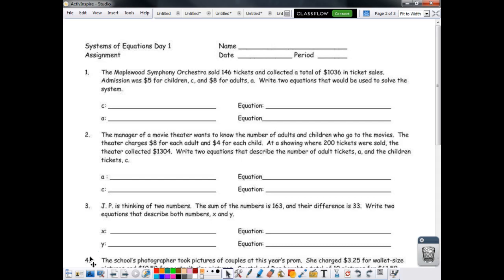What does C stand for? What about the children? It's not really how much it was, it's how many. C stands for how many. Okay, so for C you would put number of children tickets. And you don't have to write out number, that's fine. You can put number of children tickets. So then what do you think A stands for? Number of adult tickets, good.